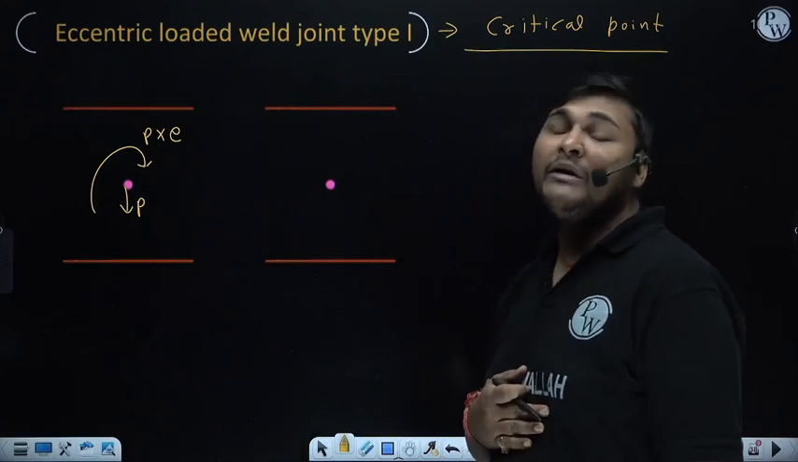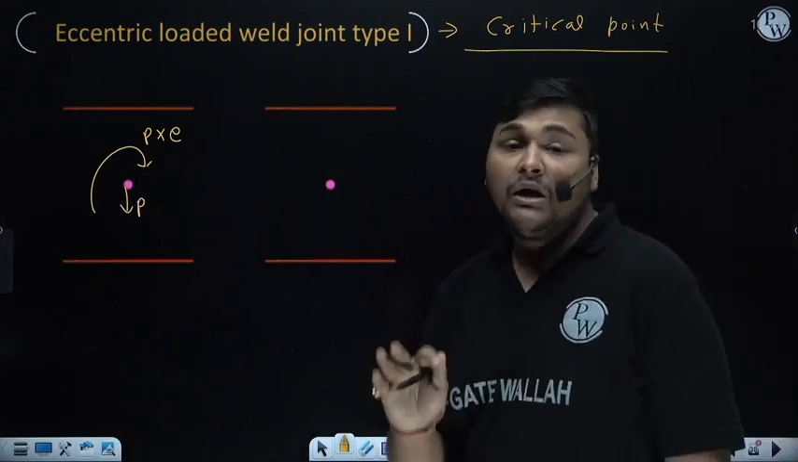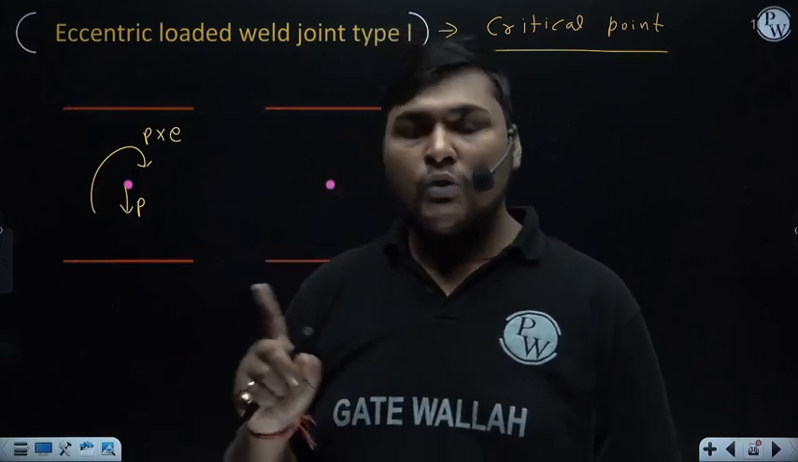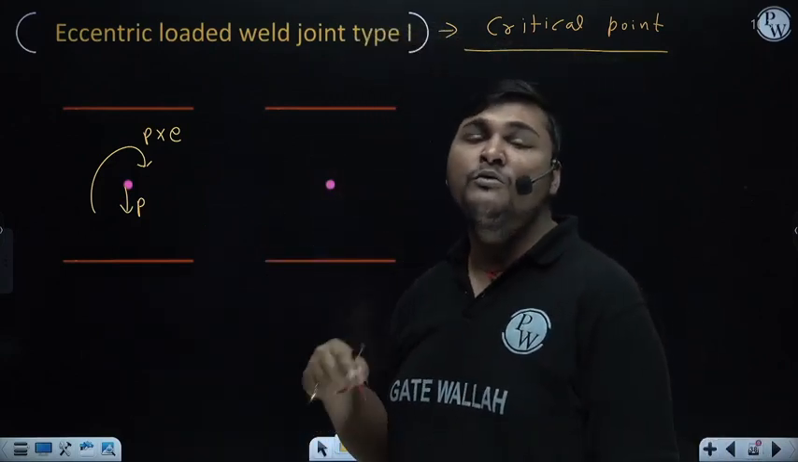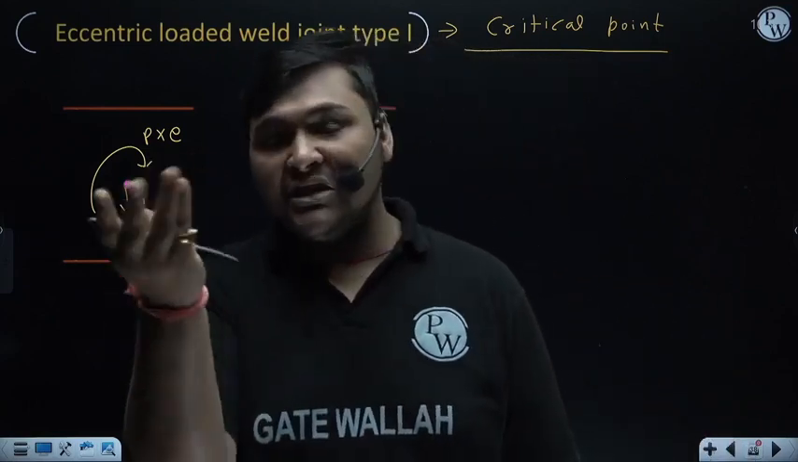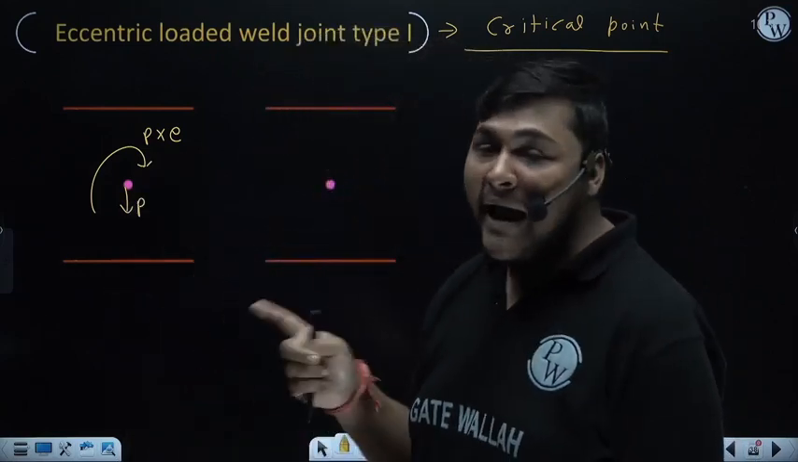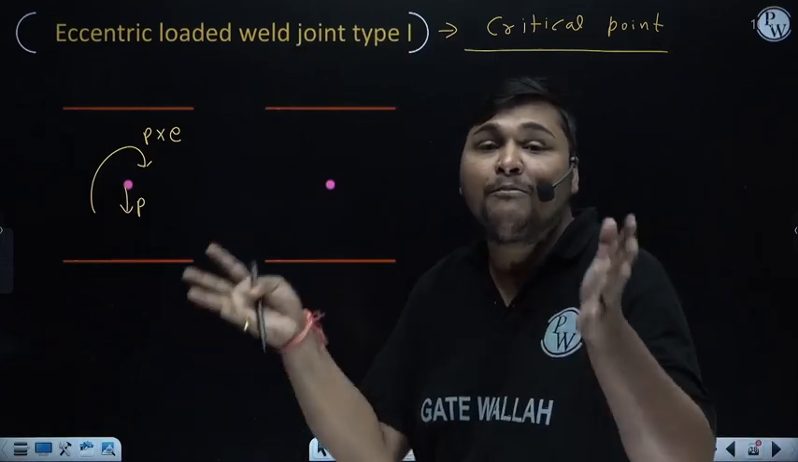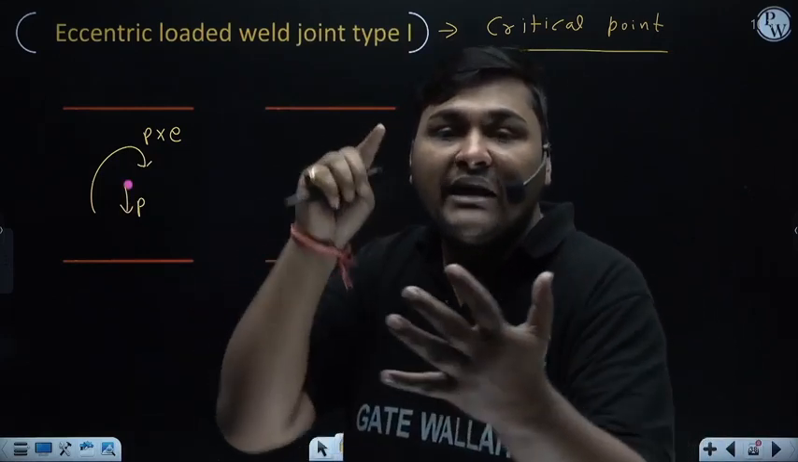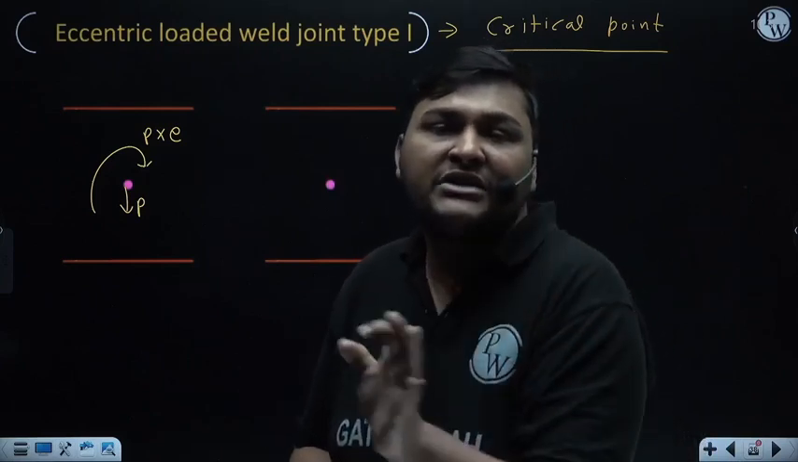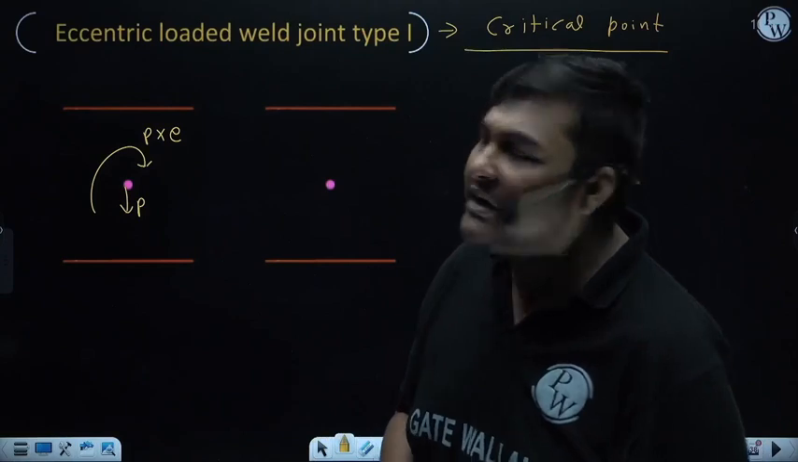Now which point will be critical? The point at which resultant shear stress will be maximum. Which point has the maximum chance of failure? The point at which stress is maximum. And here you don't have to see primary and secondary stress separately, you have to see the combined effect of primary and secondary, that is resultant shear stress. And the point at which resultant shear stress is maximum, that point will be the critical point.